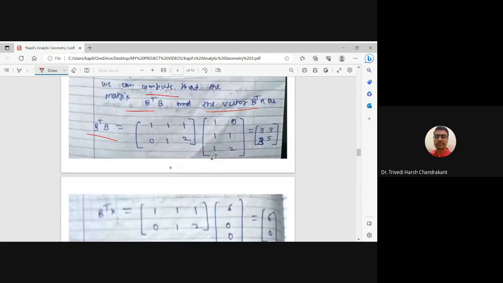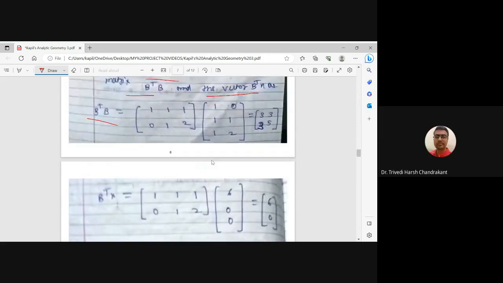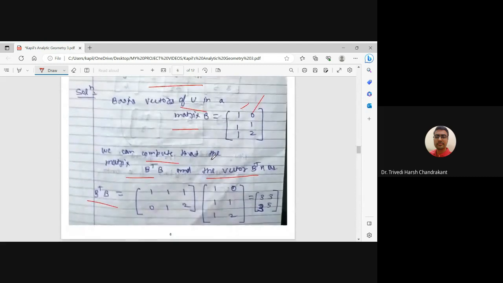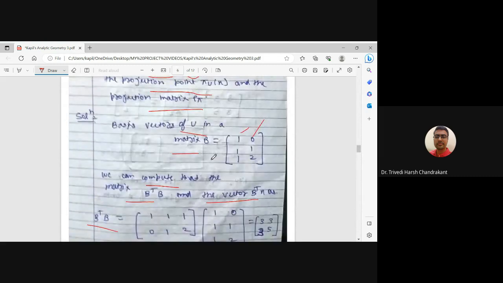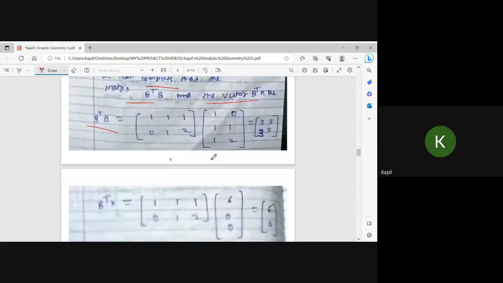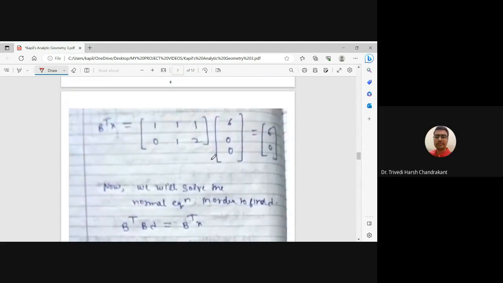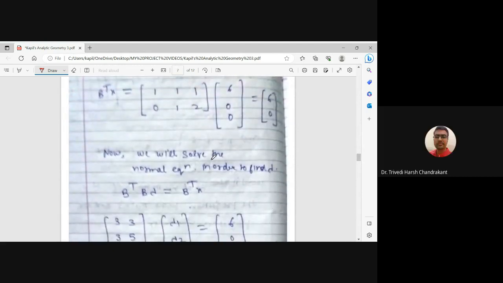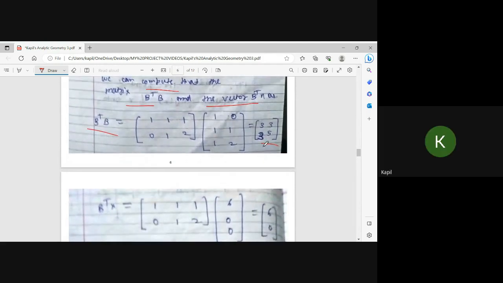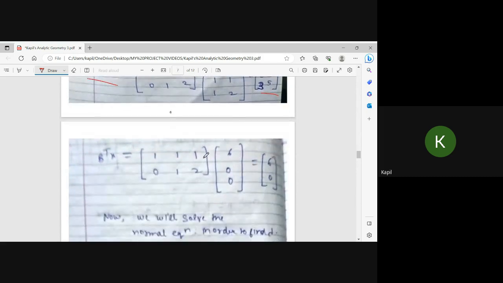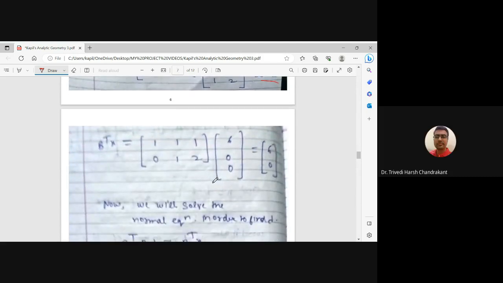So pseudo inverse is essentially the generalized inverse. As we discussed earlier, we cannot find the determinant of B, right? Because it is not a square matrix. So we are finding B transpose B, which is a square matrix. So its inverse we can find, the pseudo inverse. So this is a good example. Okay, continue.